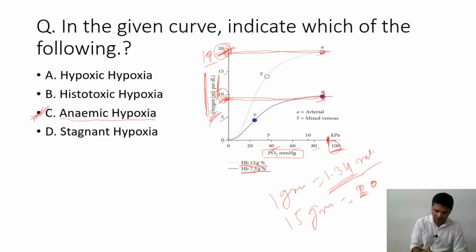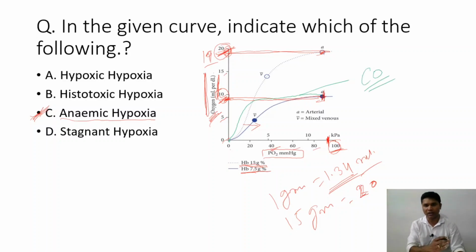One more thing you can see here: this graph is shifted towards the right. This is not left. If the graph is shifted towards the left, in that case you can say this is carbon monoxide poisoning. In that condition, the graph will shift left.